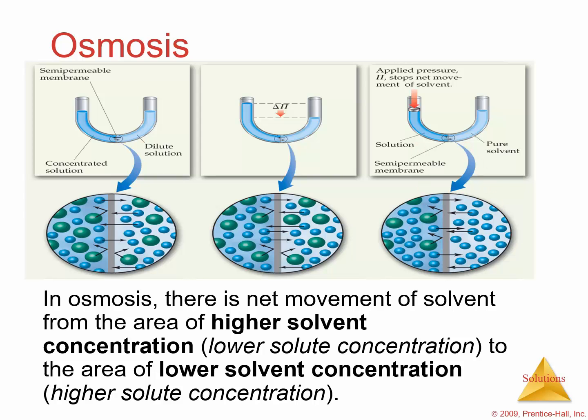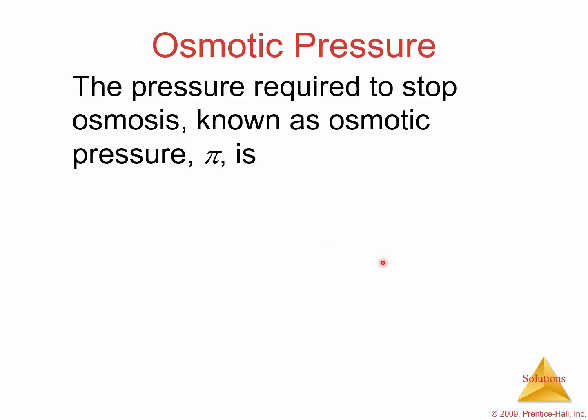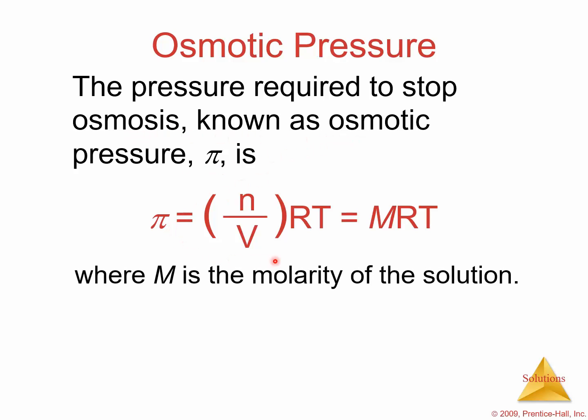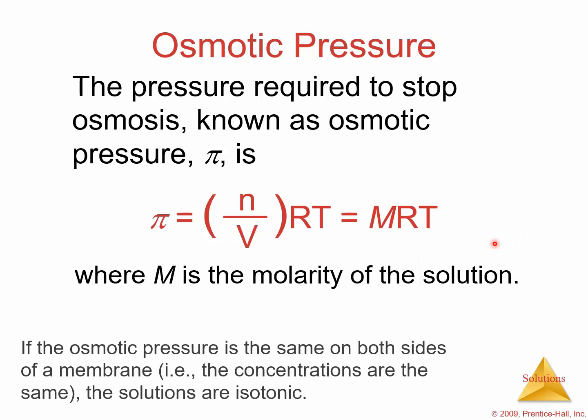So what do we conclude? We conclude that there is something called osmotic pressure, which is the pressure required to stop osmosis, known as osmotic pressure pi, and can be calculated by this law, pi equals MRT, where M is the molarity of the solution. Now, if the osmotic pressure is the same on both sides of a membrane, the solutions are isotonic.